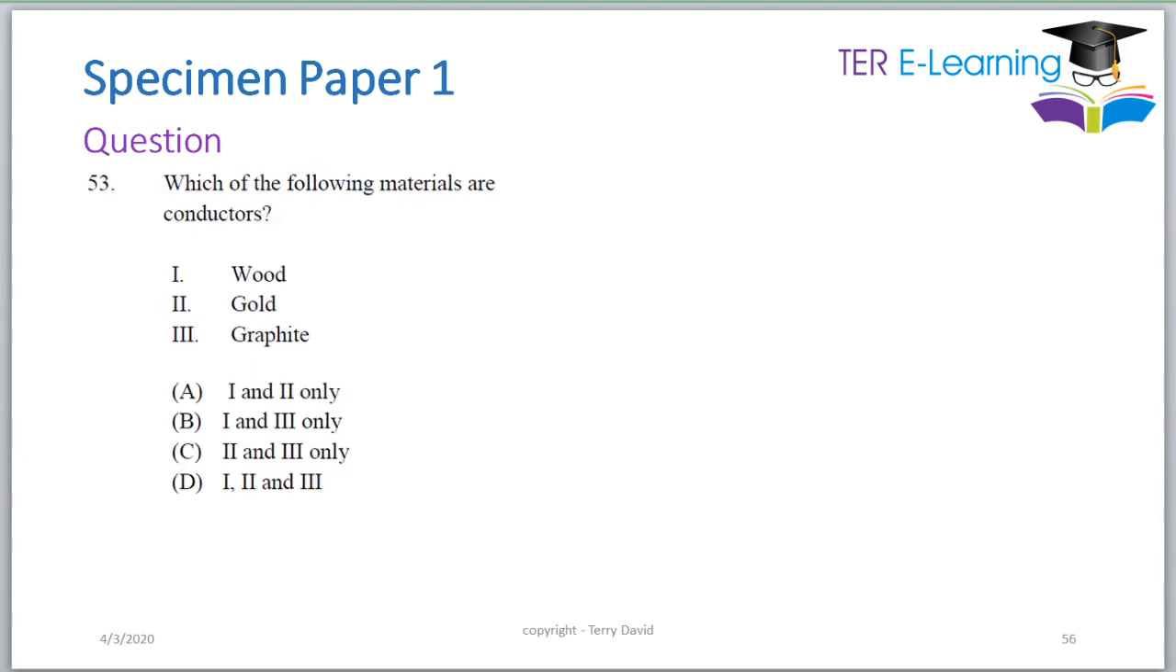Number 53. Which of the following materials are conductors, right? So this could typically be a question in the chemistry paper as well. So wood is not a conductor. Gold is a conductor because it's a metal. And graphite, even though it's not a metal, it can conduct electricity. So it is 2 and 3 for this one. All right.